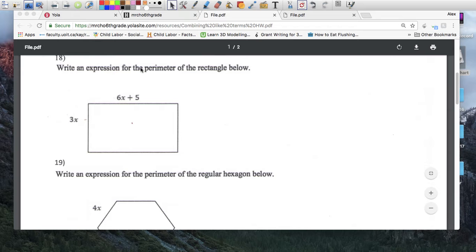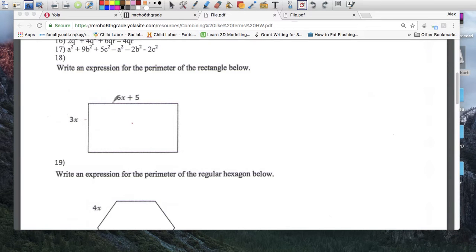Perimeter. Perimeter is the distance around the shape. So the distance around this particular rectangle would be this side plus this side plus this side plus this side. And in a rectangle, opposite sides are equal. So if this is 3x, we know that this is 3x as well. And if the top is 6x plus 5, guess what? The bottom is 6x plus 5. So to find the perimeter of a rectangle, we add all the sides together. So let's add them up.